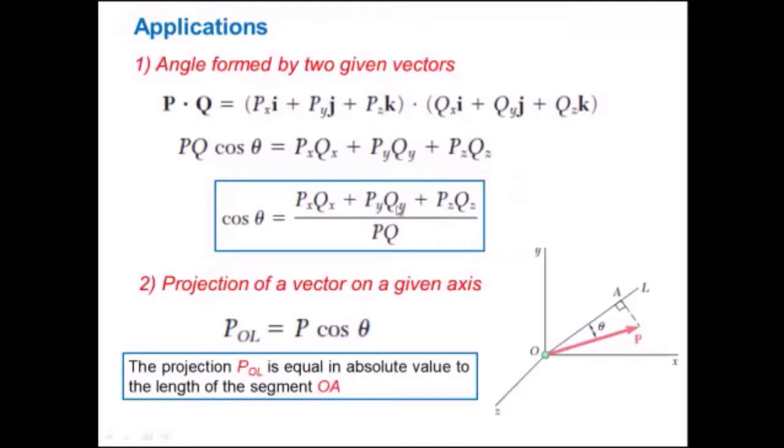Let us now understand some of the applications. The first one is the angle formed by two given vectors. To find the inclination between the two vectors, as you apply and see, you get this value. Now, the projection of a vector on a given axis. P is the vector and we project it onto this axis OL. So the projection of the P vector equals P cos theta. The projection P_OL is equal in absolute value to the length of the segment OA.